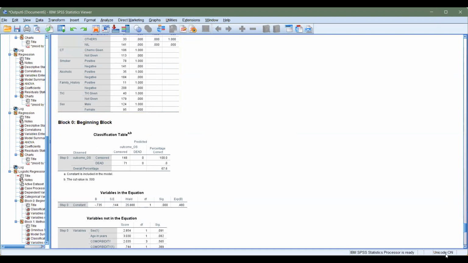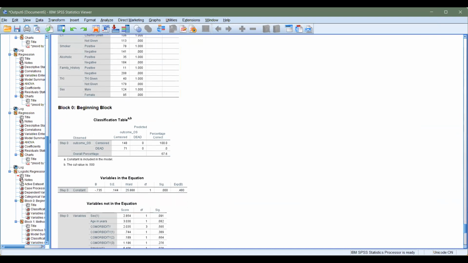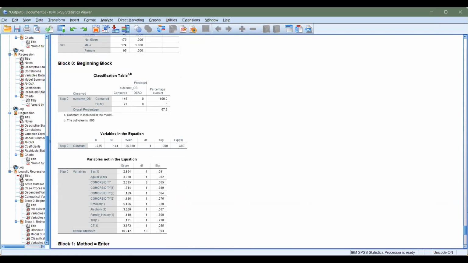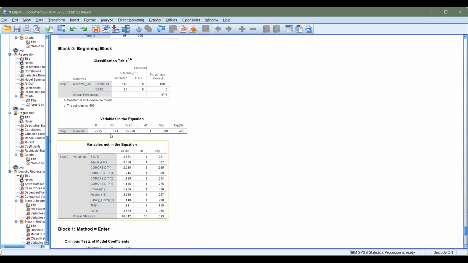So now you have to go down, and as somebody was pointing out correctly, the variable in the equation is just the constant, and variables not in the equation are coming like this, because we have put a lot of information in one go, right? We have to choose wisely which variables we have to take into account.